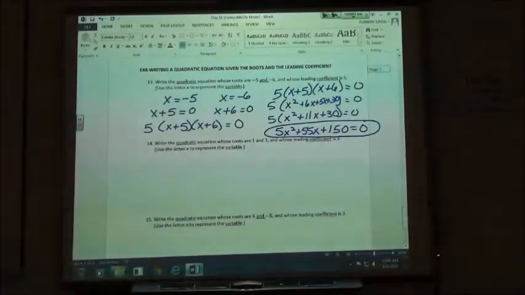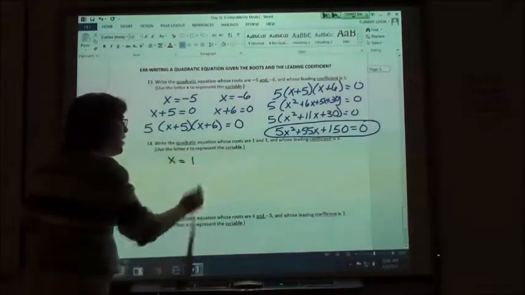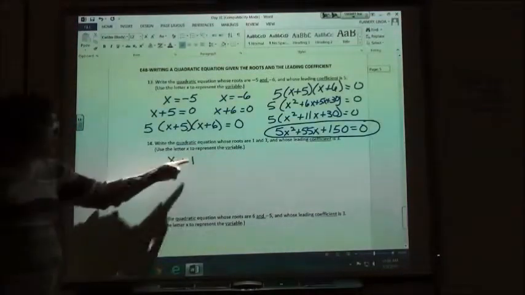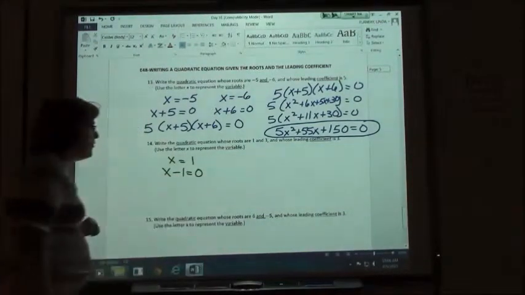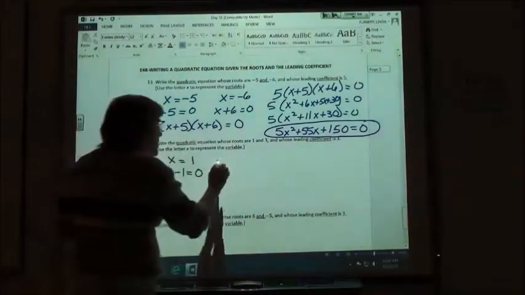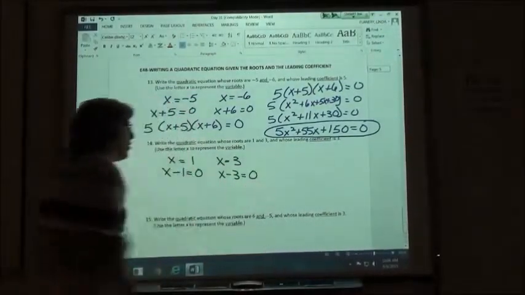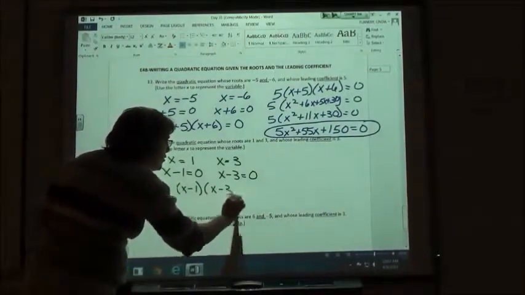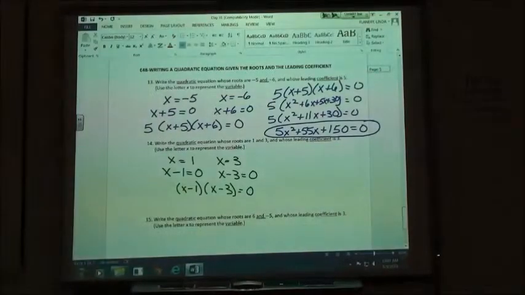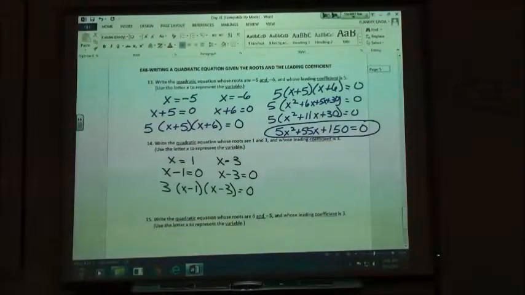Number 14, write my quadratic equation whose roots are 1 and 3 and whose leading coefficient is 3. So again, if my answer is x equals 1, the factor that it came from, because I have to move my 1 to the other side, would be x minus 1 equals 0. And if my other answer is x equals 3, it would have been x minus 3 equals 0. So I would have had x minus 1 times x minus 3 equals 0. Leading coefficient of 3 tells me there would have been a 3 out in front.